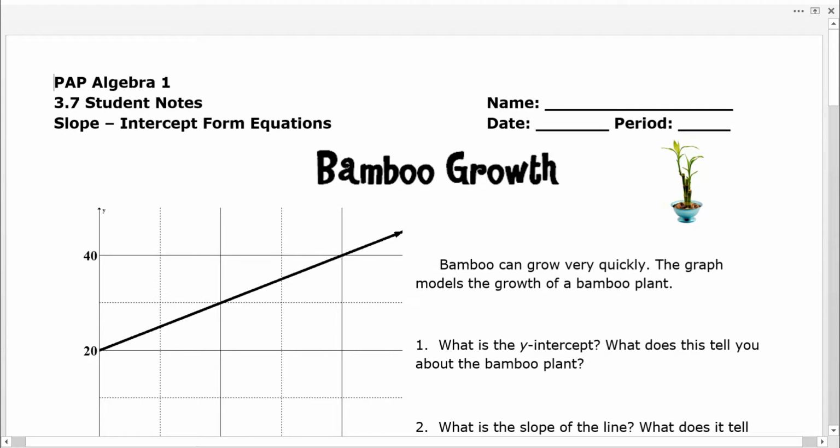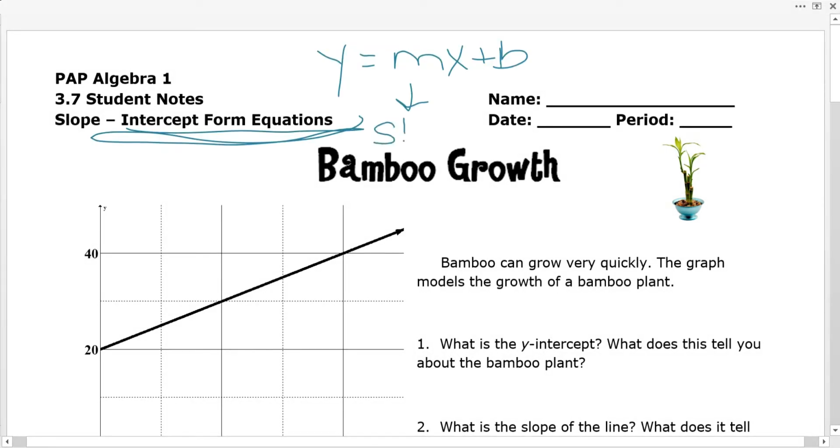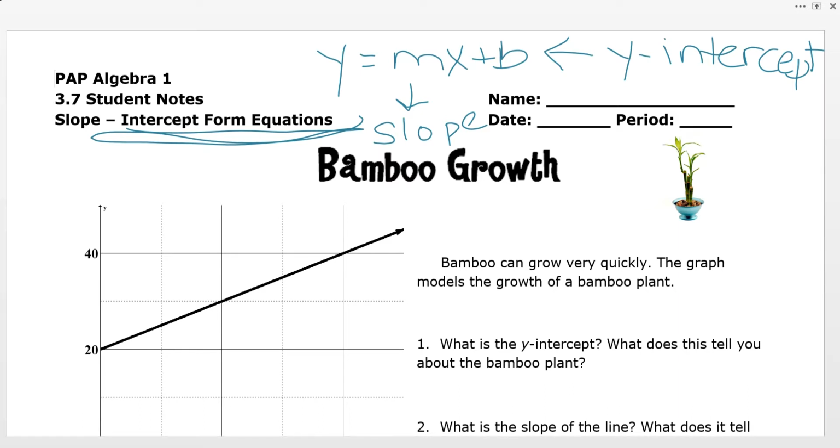All right, today we're doing slope-intercept form, which you probably already know. The equation is y equals mx plus b, m being the slope, b being the y-intercept, hence the name slope-intercept form, and it's an equation. Okay, so here we go.